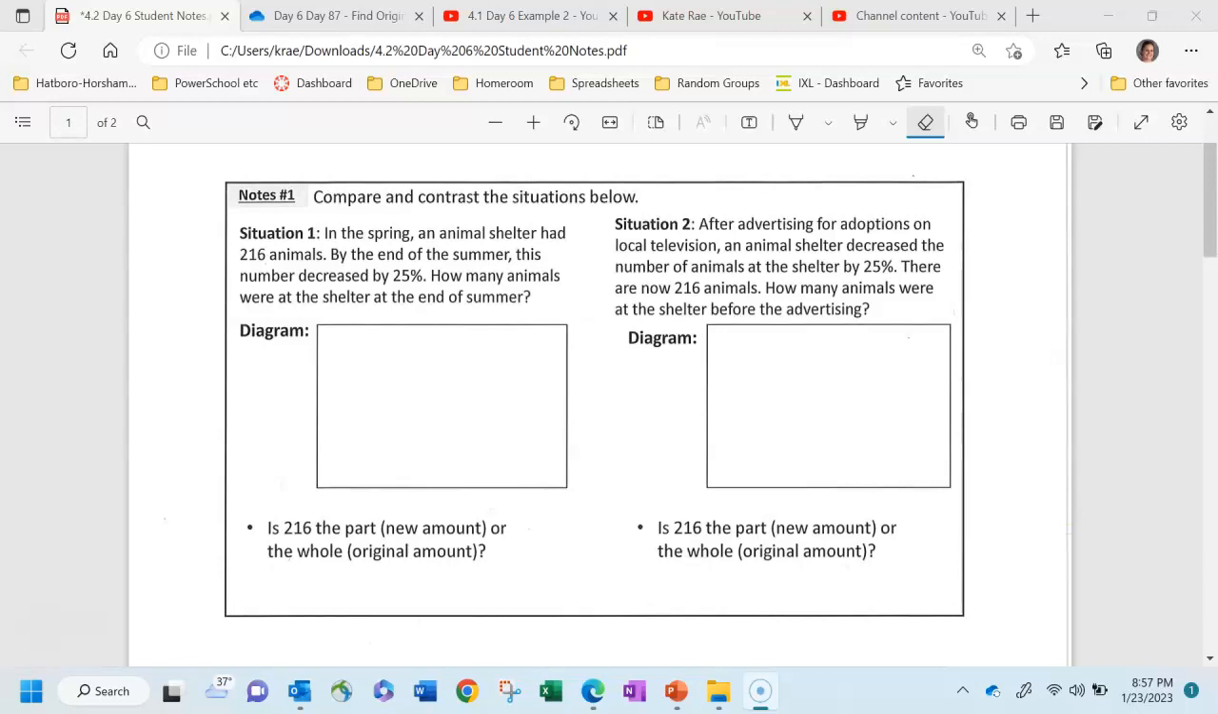Today's goal is to find the original amount given the new amount after a given percent increase or decrease. So in the first example, we are to compare and contrast the situations below. Situation 1. In the spring, an animal shelter had 216 animals. By the end of the summer, this number decreased by 25%. How many animals were at the shelter at the end of the summer?